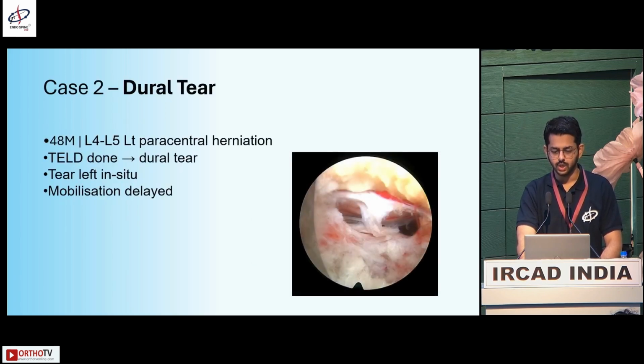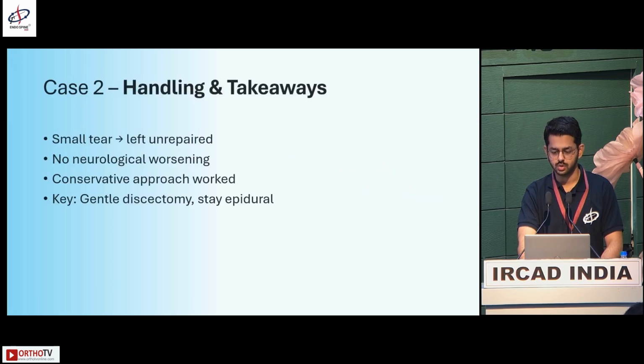Second is a dural tear. This was a typical L4-L5 left paracentral herniation. During TLD, a ventral dural tear occurred during foraminotomy with reamers. There was no neural injury; it was left in situ and mobilization was delayed for 48 hours to reduce the risk of CSF-related issues.